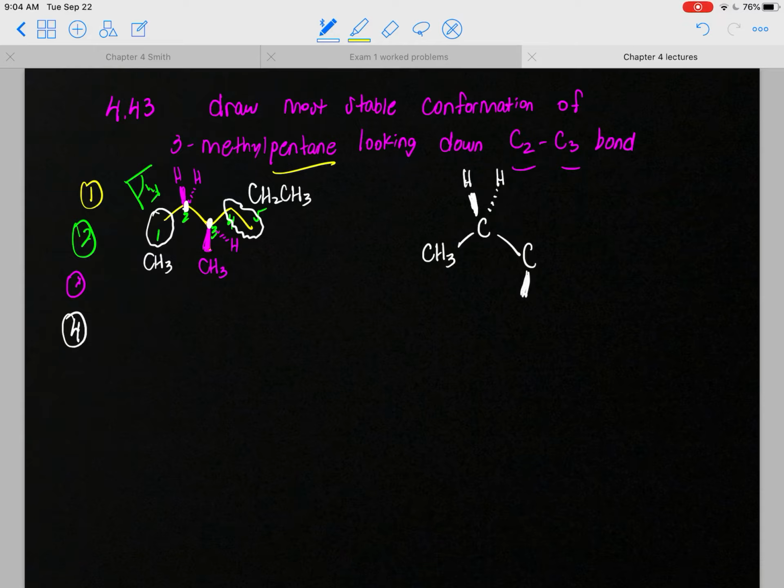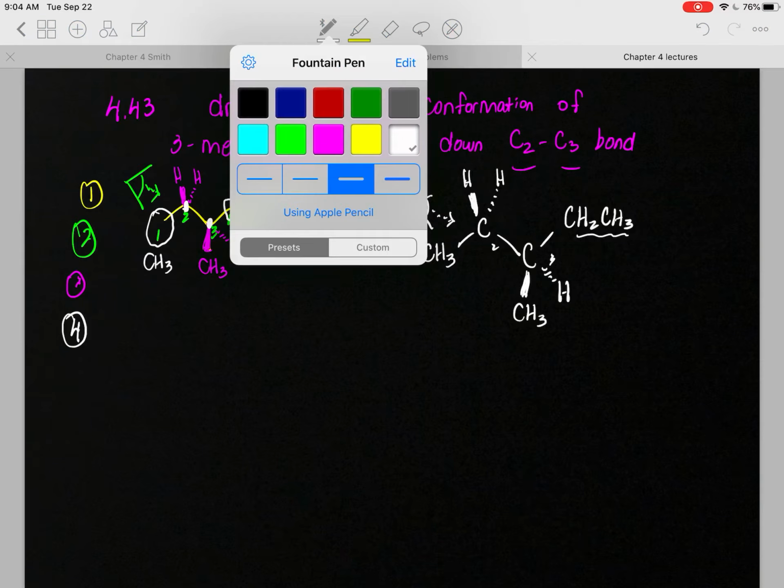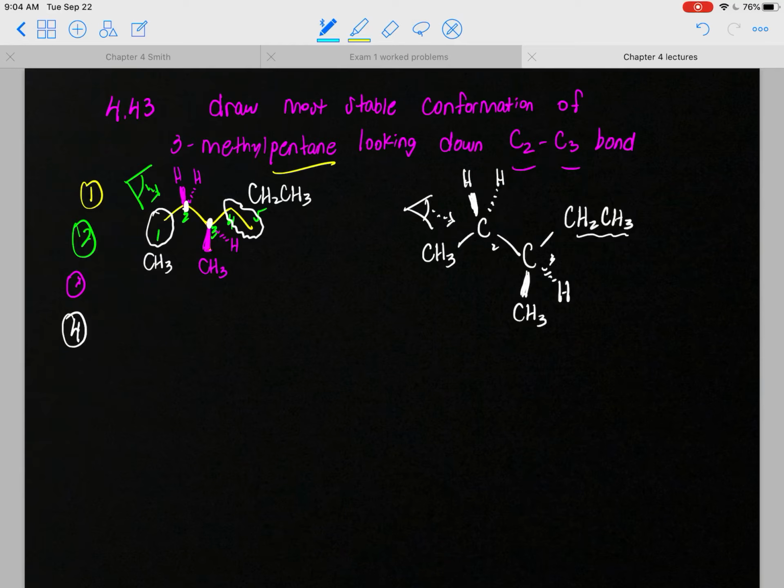So what we're basically doing is creating our own wedge dash drawing for this molecule that shows very clearly the three-dimensional directions of the groups attached to carbons 2 and 3. We're abbreviating all the other stuff so that we don't really worry about the wedges and dashes on those, okay? And now we want to look down that bond, okay? So now we produce the Newman projection, okay? So let's go ahead and do that.